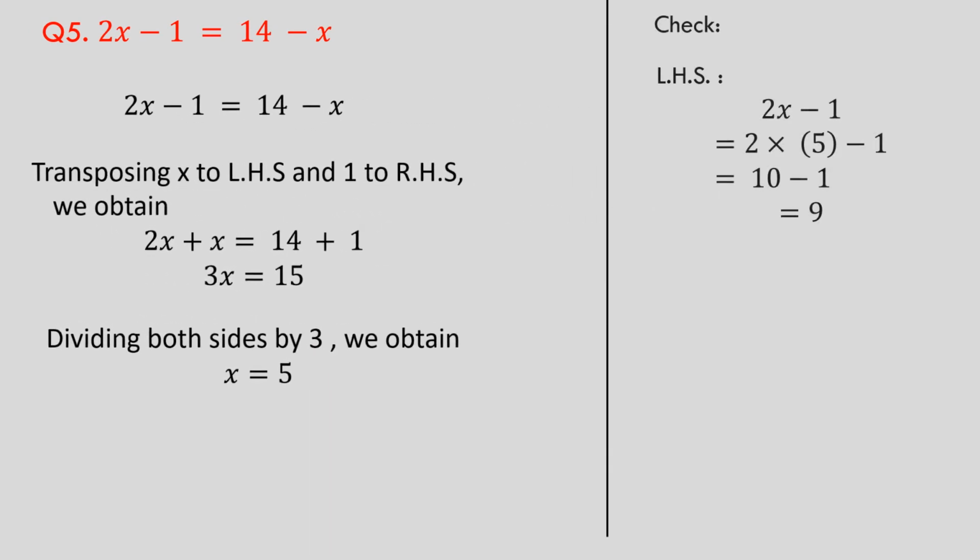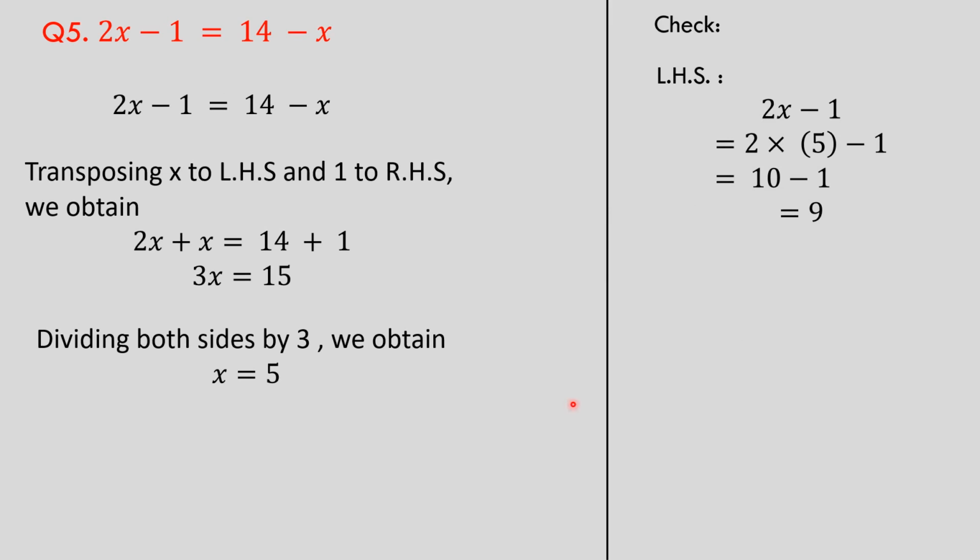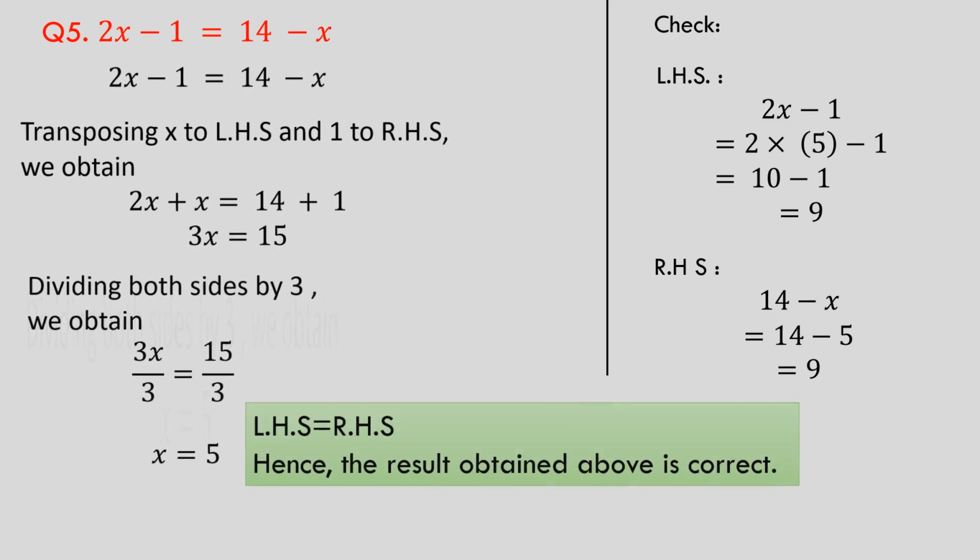Again हम इसका सॉल्यूशन चेक कर सकते हैं whether it is correct or not. Here left hand side is 2x minus 1. यहाँ हम x की वैल्यू 5 पुट करेंगे. So we get 2 into 5 minus 1, which is 10 minus 1. So we get 9. Now our RHS is 14 minus x. Put the value of x is 5. So we get 14 minus 5 becomes 9. यहाँ हमारा LHS RHS के बराबर है. Hence, the result obtained is correct.